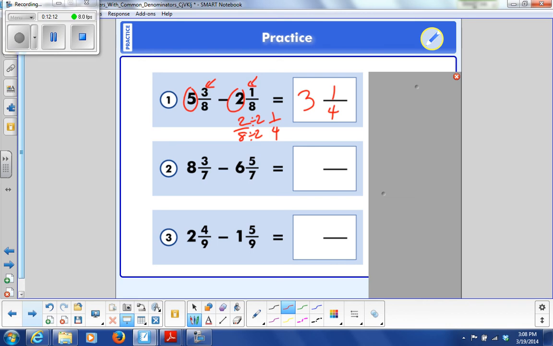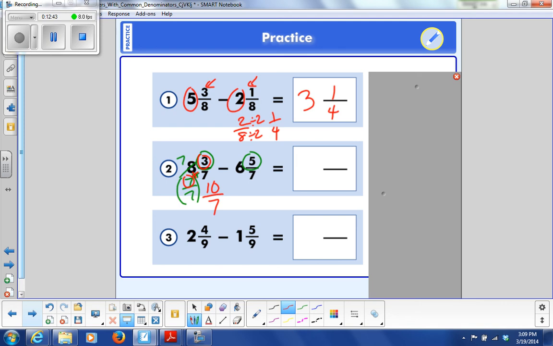All right, this one down here, I have run into that problem. I have a small number here and a big number here. So that means I'm going to have to borrow from the 8 to make the first number bigger. So I'm going to borrow from the 8, make that a 7, and 7/7, right? Because 7/7 would be my whole number. And I'm going to have to add that 7/7 to the 3. So I'm going to add this number to this number. So I'm going to have 10/7.